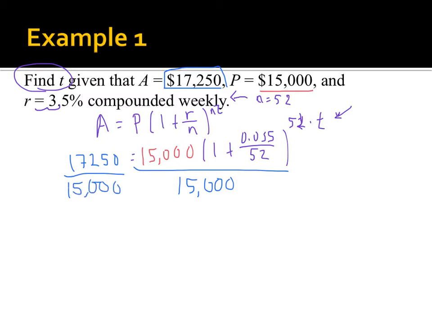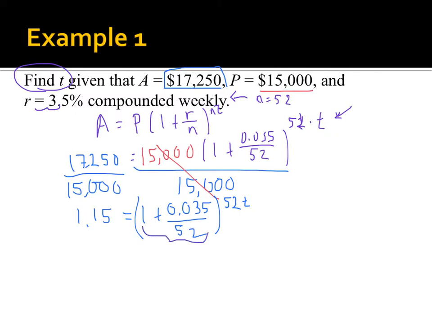And so here what happens is that these 15,000s cancel. And so on the left-hand side, when you divide 17,250 by 15,000, you get 1.15. And on the right, you get 1 plus 0.035 over 52 to the 52t. And you can leave it like that, or if you want, you can plug in this number here.